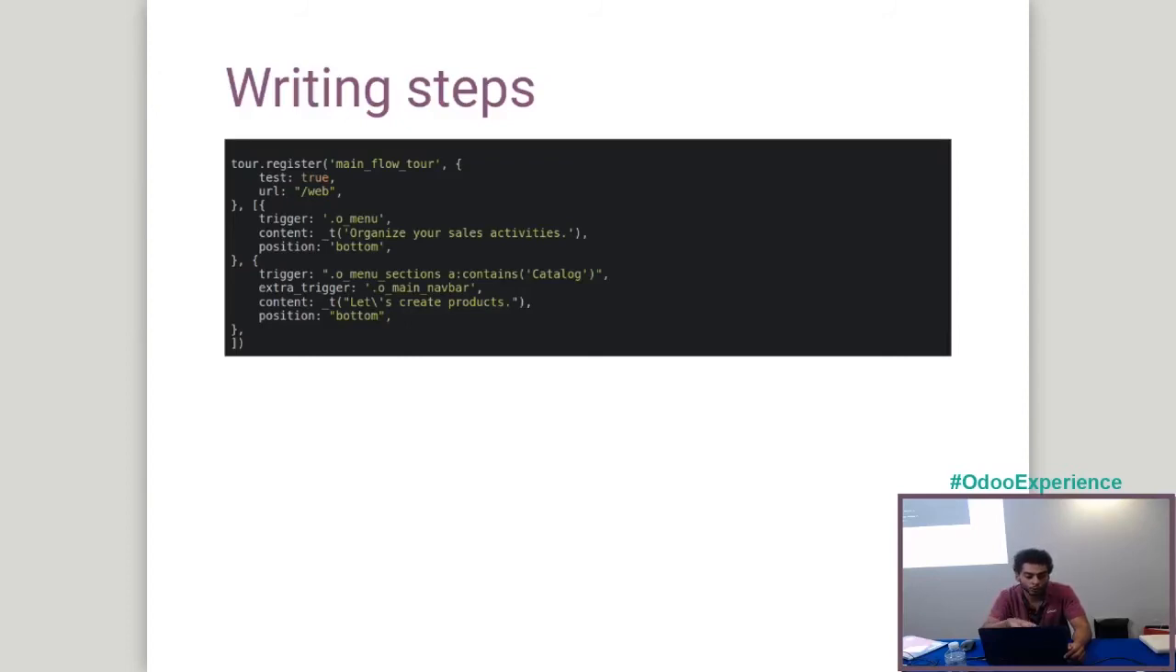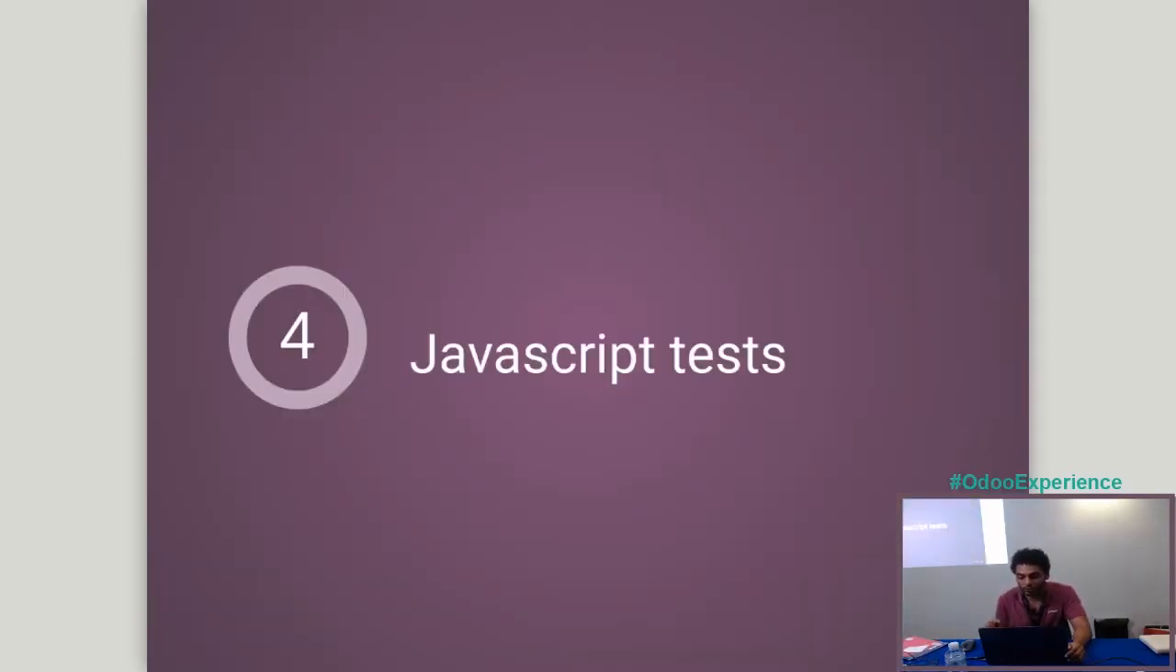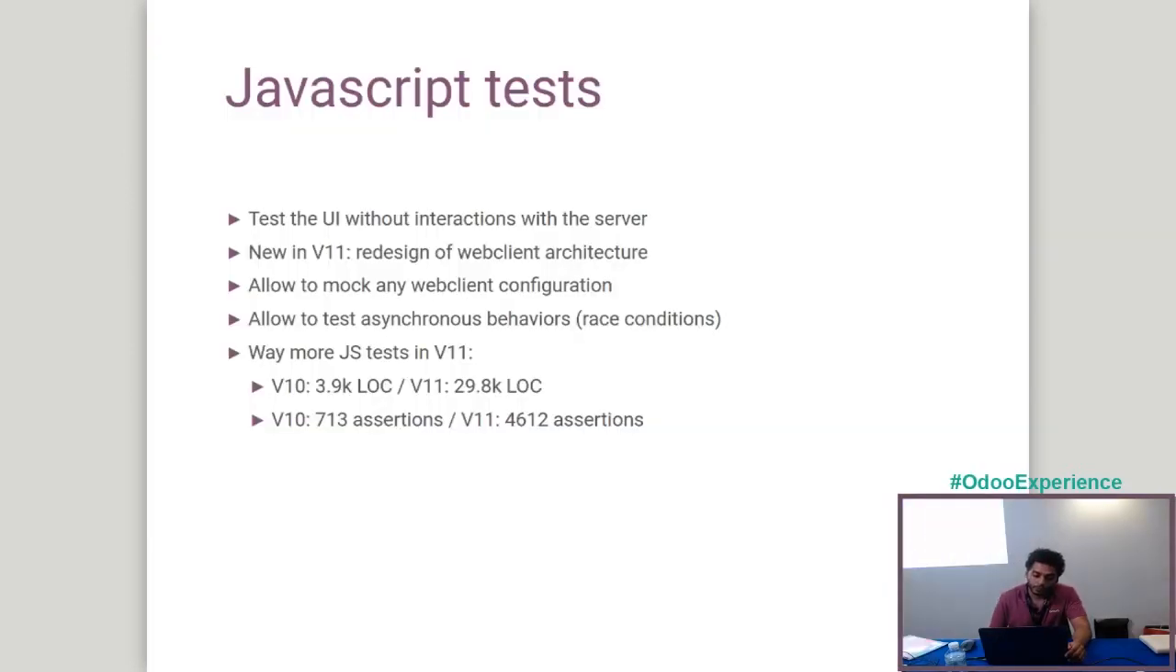For the steps, I will stop there because there is nothing that new. There are other keys that you can find in the code, like automated steps that are done when you run the tour automatically, but not done automatically when it's for the user onboarding and stuff like that. But I will go to the main part of this talk, which is the JavaScript test. The JavaScript test is used for the interface.